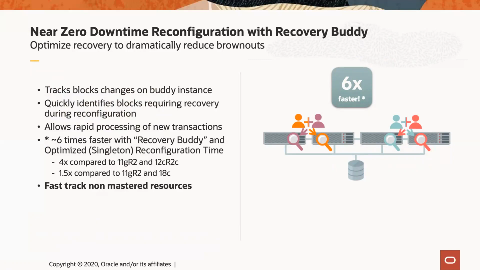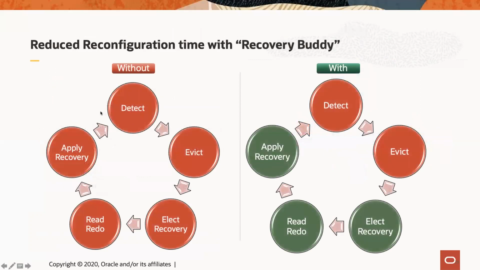Now, with this new feature, we have what is called Recovery Buddy. We can do pretty much 6x faster reconfiguration. How do we do that? Remember that on the left-hand side, without a recovery buddy, we have to go through all these different phases: elect the recovery master, read the redo, and apply the recovery.